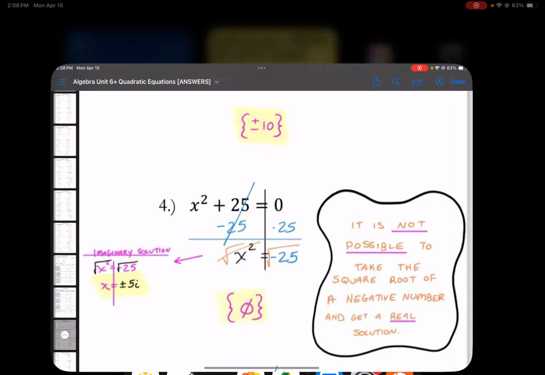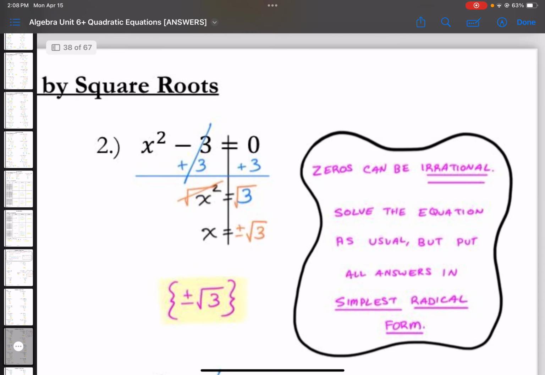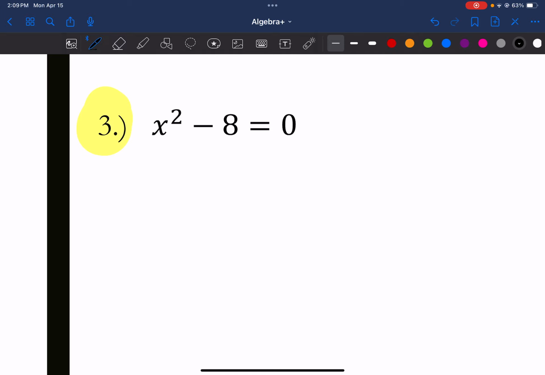What you want to make sure you do is that you get to the simplest radical form. We've done simplifying radicals before, and if not, you might need a refresher. Right? So solutions can be irrational. The square root of 3 is an irrational number. You can get the positive version of that, you can get the negative version of that. Right? We're solving all these equations as we've always been, but we're going to want to make sure that we put our answers in simplest radical form. We are going to practice one where, you know what, I could probably simplify this radical. So we're going to do number 3 to help us practice with that concept.